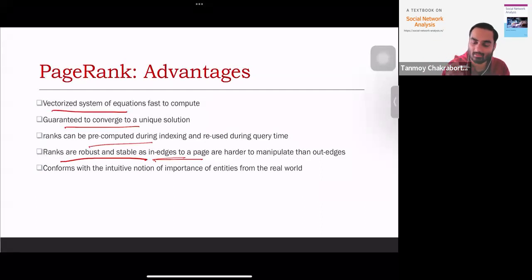Out-degree manipulation can be possible. From your page, you can cite, you can refer to any pages. It is on your control, right? But PageRank is dependent on in-degree solely. So it is robust to any manipulation, right? And it also tries to model real world surfing behavior, web surfing behavior. So in that sense, this is more intuitive.